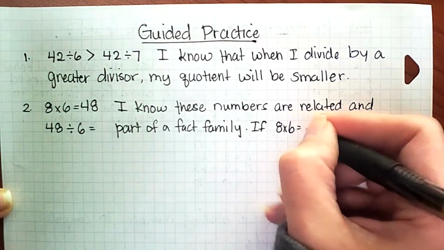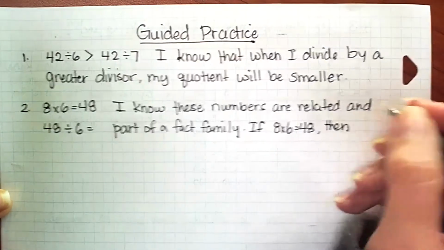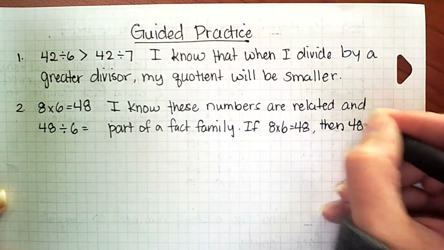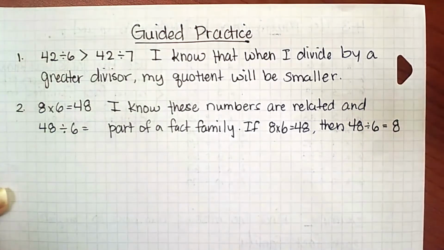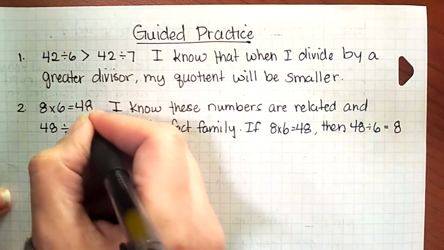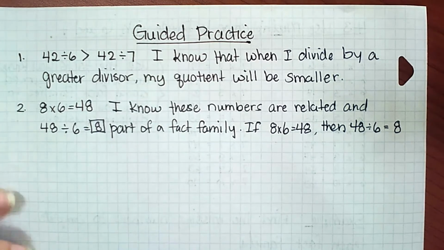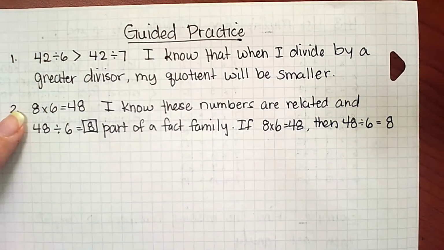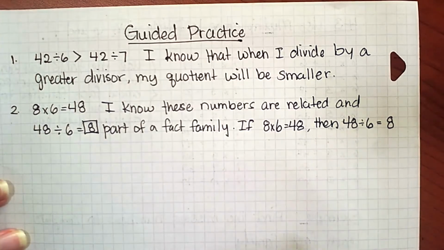If 8 times 6 is equal to 48, then 48 divided by 6 is equal to 8. So here's my missing number. I'm going to go ahead and fill it in. So I answered it, I showed my work, I explained my answer.